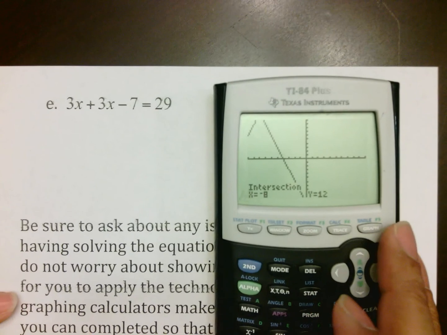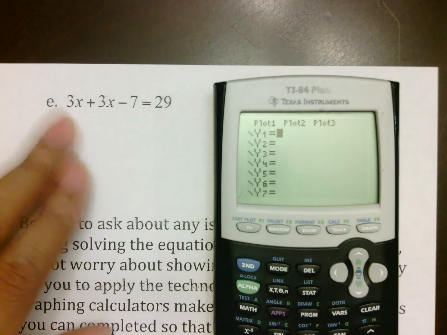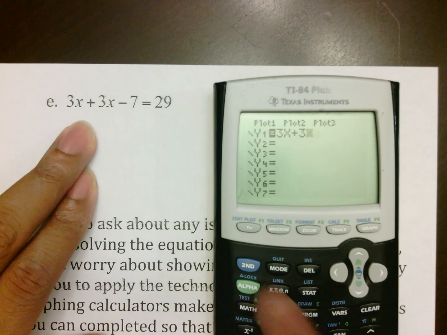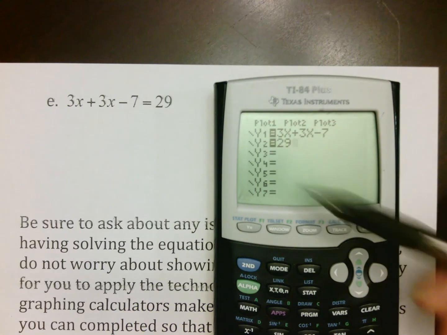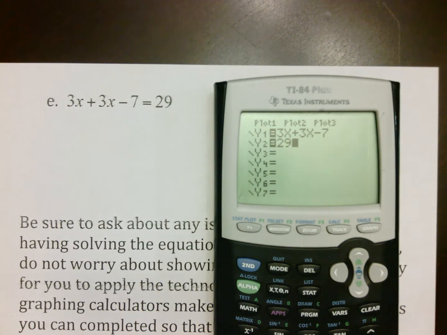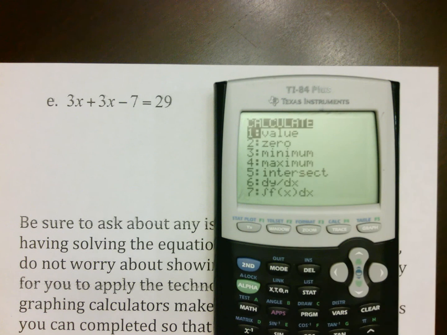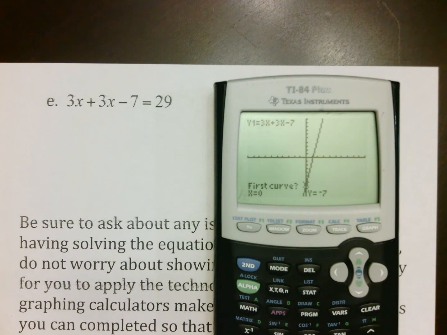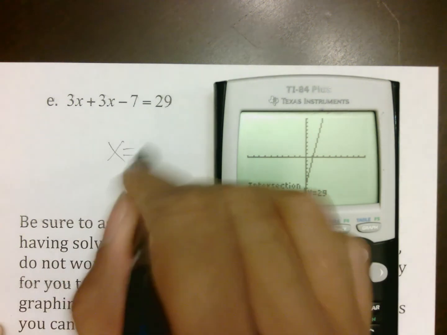Last one. Just in case you see this later, which you probably will at some point. 3x plus 3x minus 7 equals 29. Still works the same way. The left side says 3x plus 3x minus 7. The right side says 29. Notice that's all I type in is exactly what's on the right side, which is 29. I hit the graph key. I'll let the graph do its work. I hit second trace. Select option 5, which is to find the intersection. Hit enter 3 times. It tells me here that my answer is x equals 6.